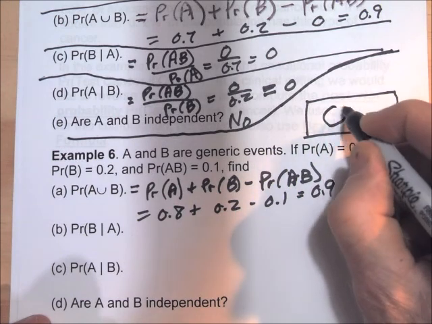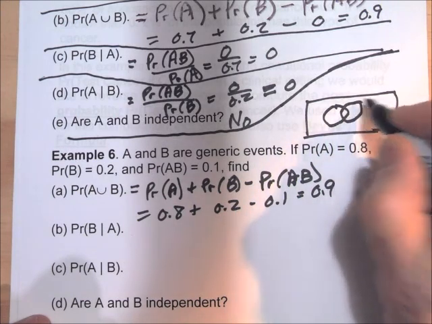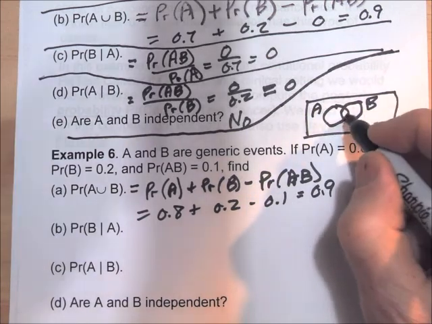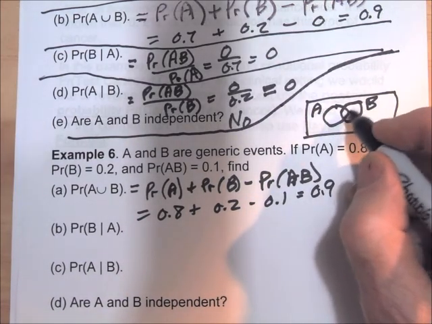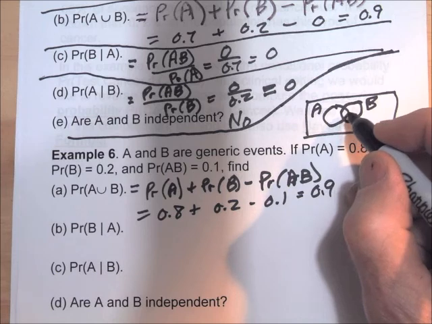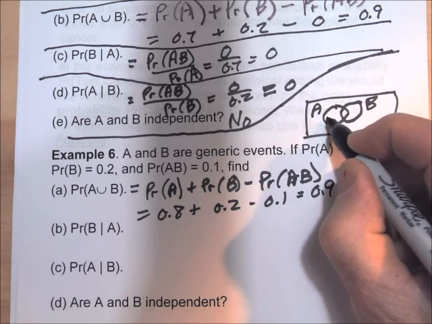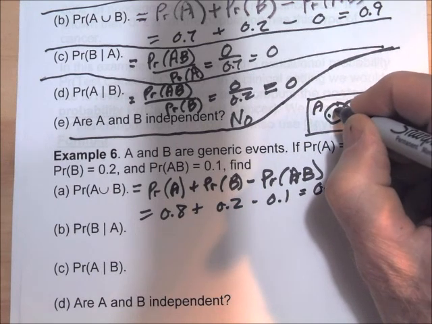So if you don't want to double count the overlap. So if this is A and this is B, where they overlap is A and B. So when you're computing the probability of both, you don't want to double count where they overlap.